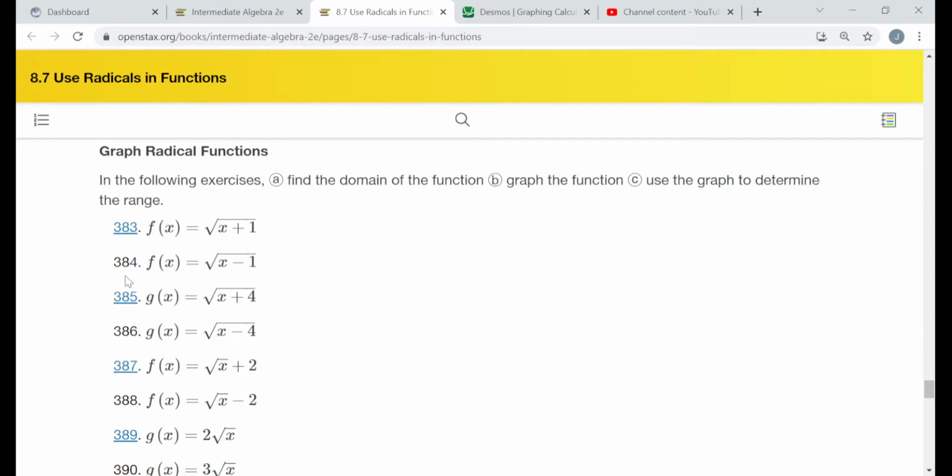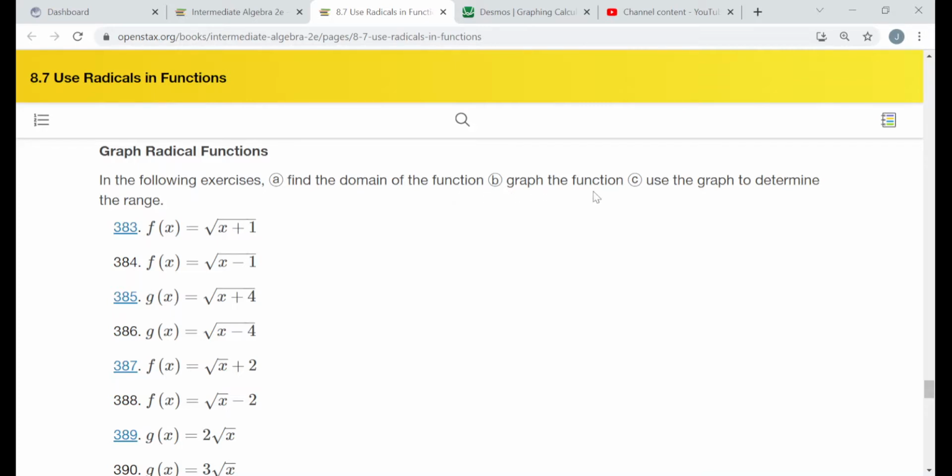Alright, so the first question is number 384. And in every single one of these questions, we are asked to A, find the domain of the function. What's allowed to be plugged in for the input variable, which is going to be x for all these. So what's allowed to be plugged in for x.